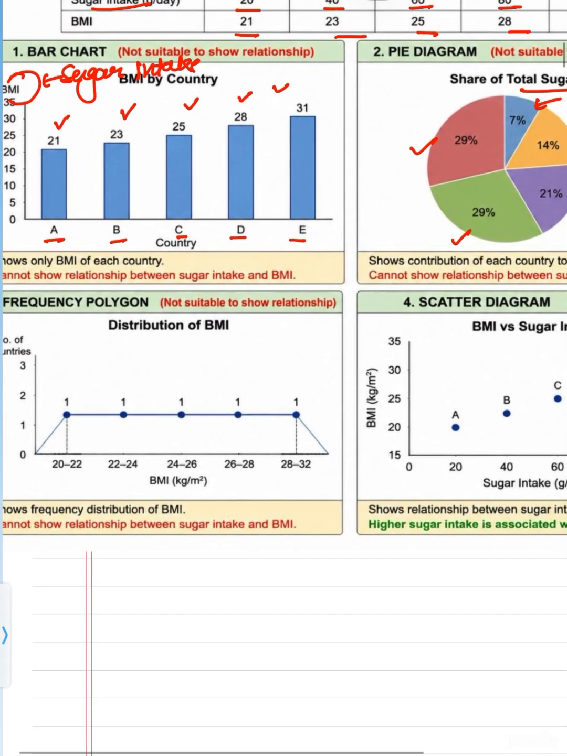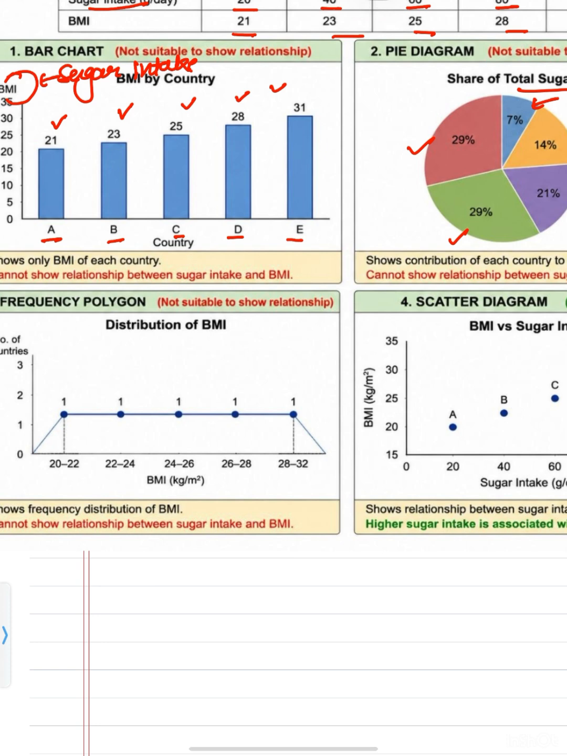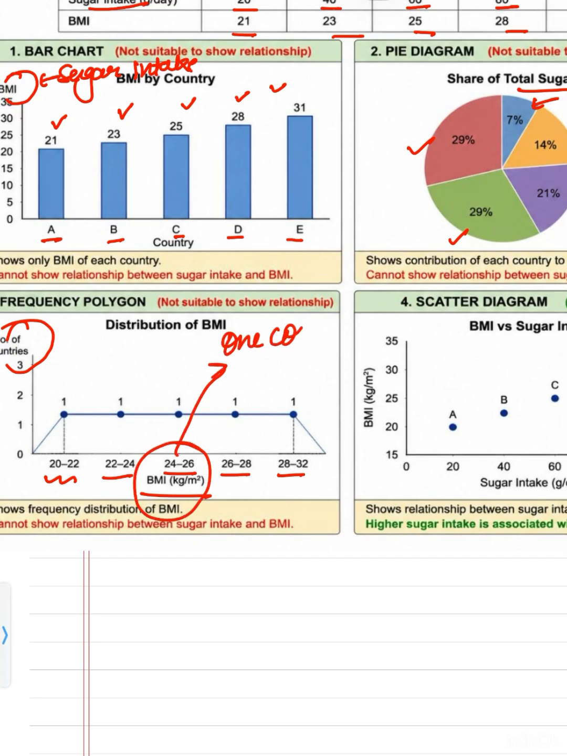A frequency polygon, again, we can only draw for the BMI. For example, with a continuous variable, we can draw classes like 20 to 22, then countries having BMI from 22 to 24, 24 to 26, 26 to 28, 28 to 32, and then we can plot the number of countries. Between 20 to 22 we have only one country, then another country, and so on. So we can draw it only like this. So a frequency polygon is used only for one continuous variable.